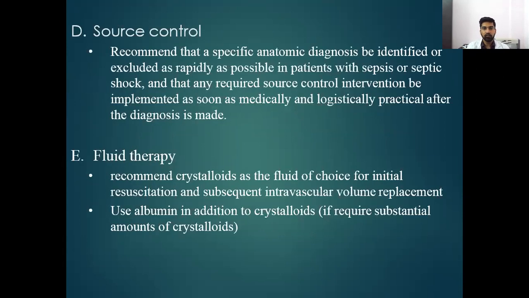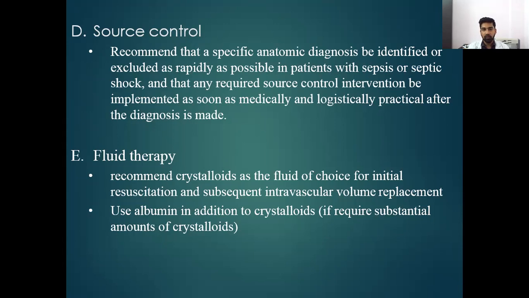Source control. Recommend that a specific anatomic diagnosis be identified or excluded as rapidly as possible in patients with sepsis or septic shock, and that any required source control intervention be implemented as soon as medically and logistically practical after the diagnosis is made. Basically, you need to find out the source through which your infection comes. Unless you find that, even if you give antibiotics, you're likely to have a tendency of reinfection.